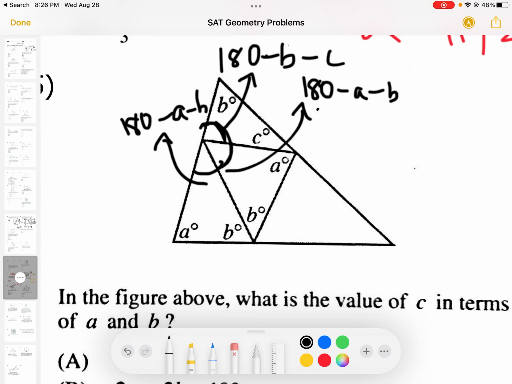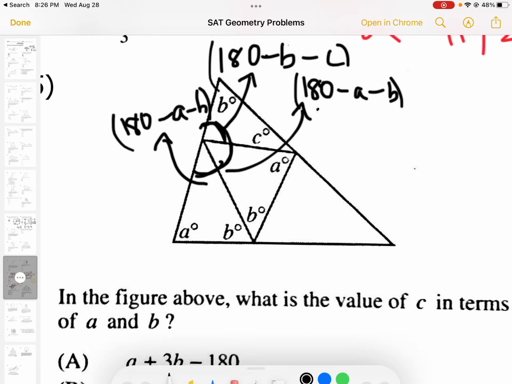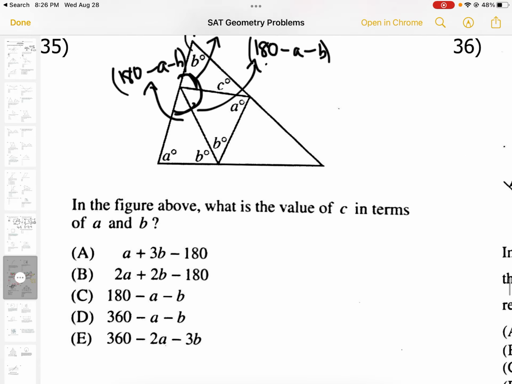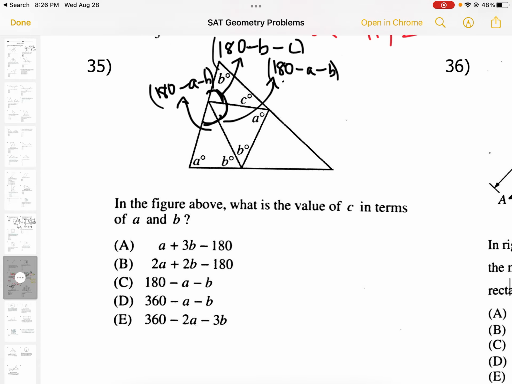But if you notice, these three angles sum to 180 because they're all on a straight line. So what we can do is add these three expressions together and let them equal 180. And we can just see what happens, and we can solve for C like that too. So let's do that actually.